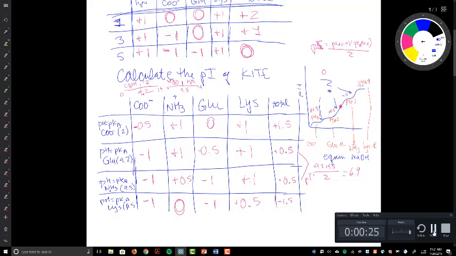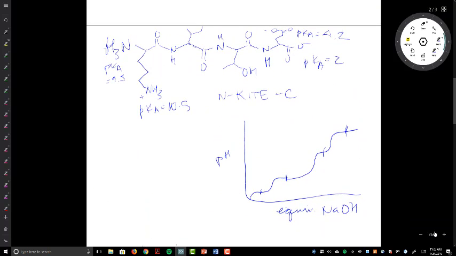All right, so here we have our peptide KITE, and I've written the pKa's for each ionizable group there. Now, if we were to look again at the titration curve for KITE, we would have 4 potential pKa's to look at. So we have a pKa of 2.0 for the C-terminus carboxylic acid. We have 4.2 for the R group of the glutamic acid. We have 9.5 for the N-terminus and 10.5 for the lysine side chain NH3+.